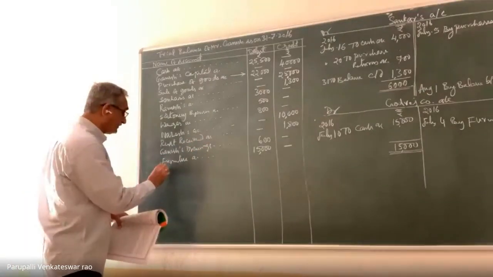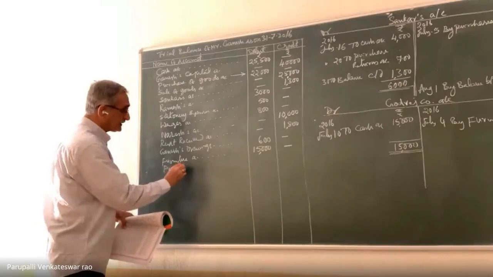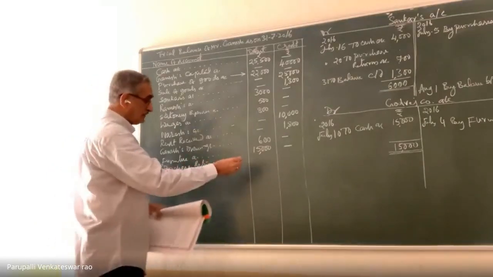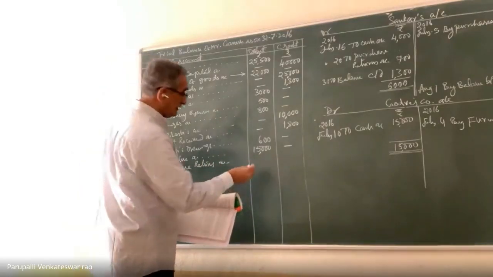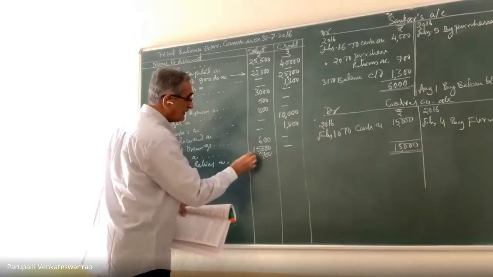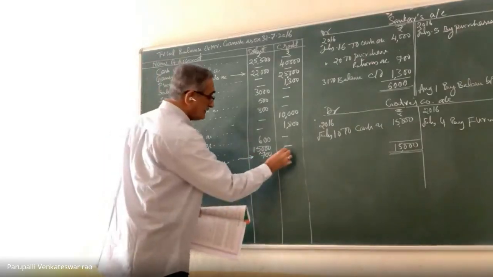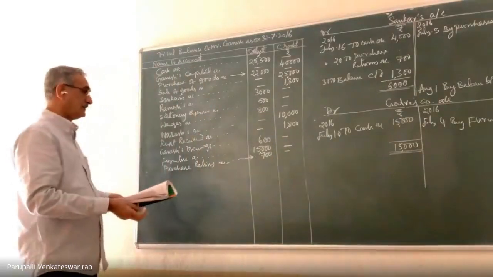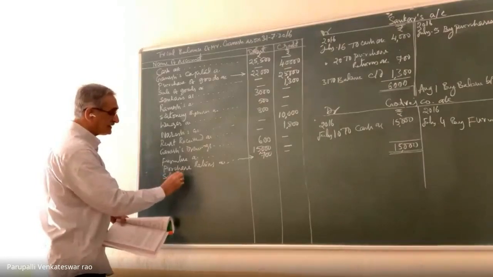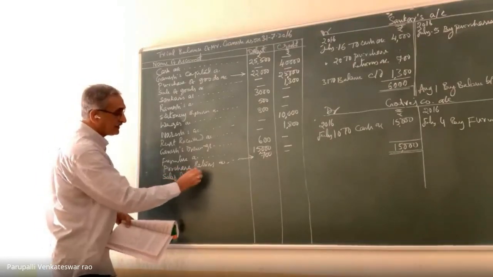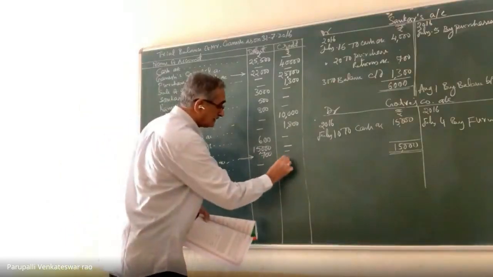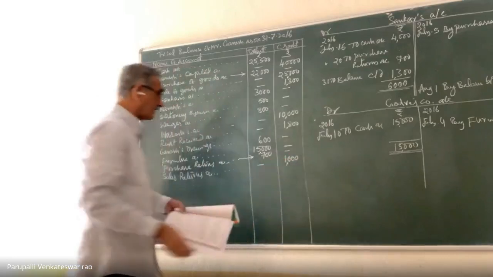Purchase returns account. Purchase returns are 700, a debit balance. Sales returns account. It shows a credit balance of rupees 1,000.